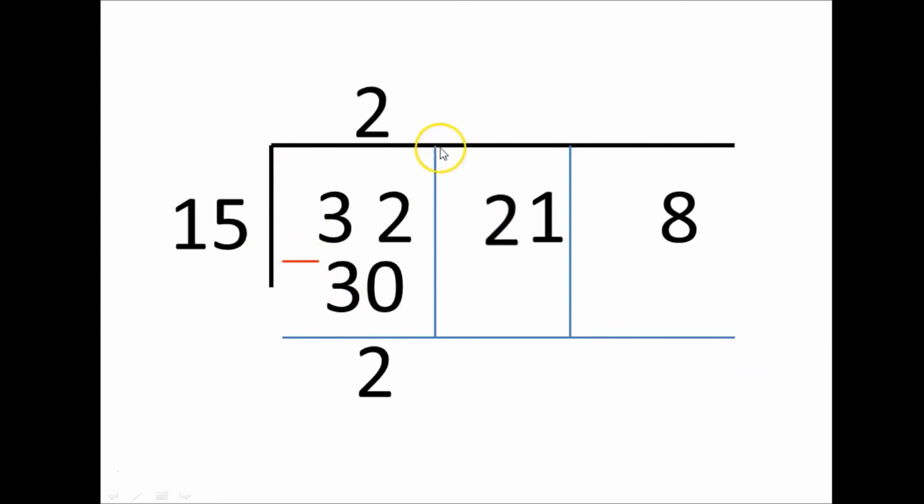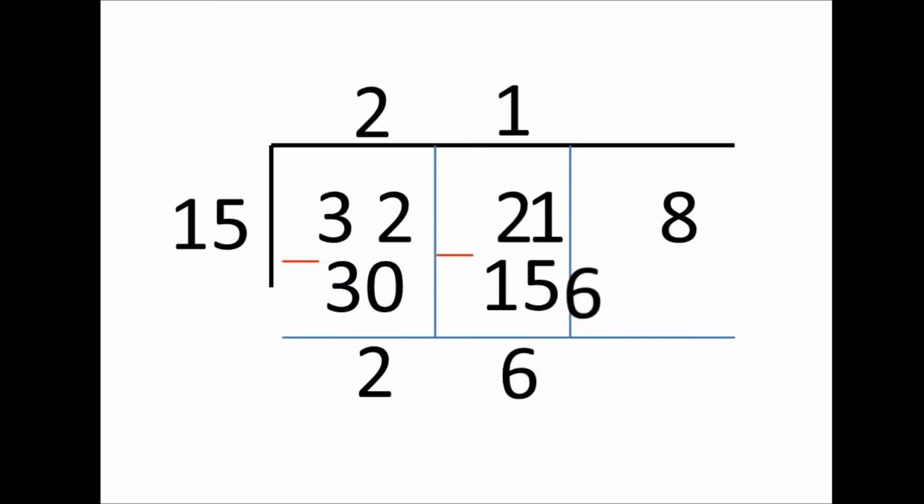15 times some kind of base number that is exactly 21 or less. So 15 times 1 we said was 15. 15 times 2 is 30. So that's too big, so we're going to have to use the 1. Get 15, subtract the two numbers, and get 6. So now we're going to take the 6, we're going to give it to the ones, giving us 68.